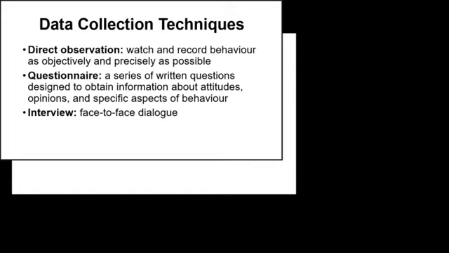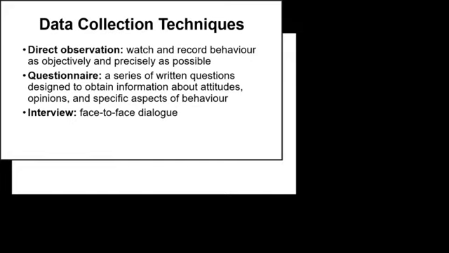So next we're going to start talking about actually collecting the data. How do we get the information? How do we measure the things that we want to measure in order to conduct the research that we're doing? So these are not an exhaustive list, but these are the ones that you tend to see most commonly in psychology. And so the first of these is direct observation. And that's just where you watch and record behavior as objectively and precisely as possible.